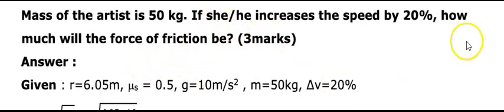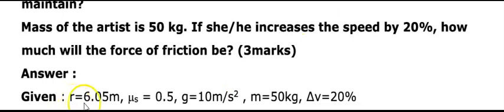What is the given data we are having here? Just see what is given. Radius is 6.05 meter. The coefficient of friction mu s is 0.5. Gravity we are taking as 10 for comfortability rather than 9.8, and mass is 50 kg. The speed is increased; delta v will be 20%.